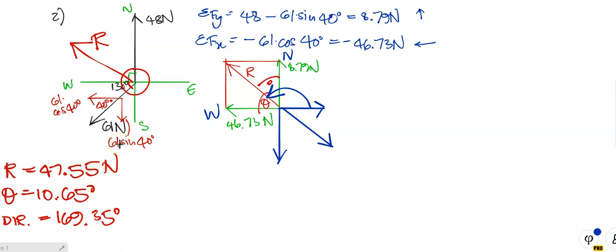Right. If the question asks you what is the equilibrant, there's its spelling, equilibrant. Another example, another definition you need to look up: equilibrant.